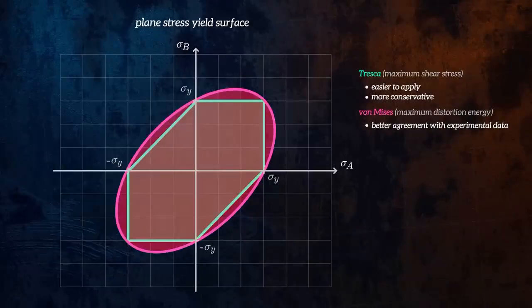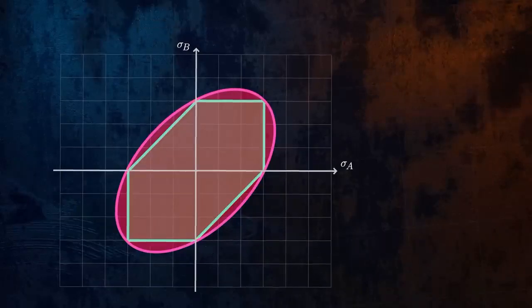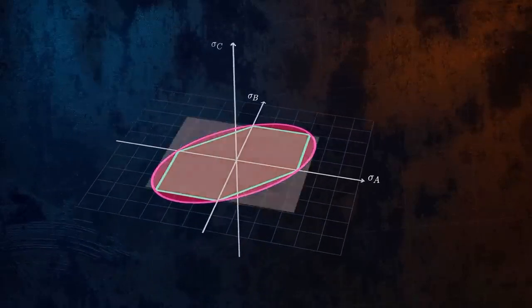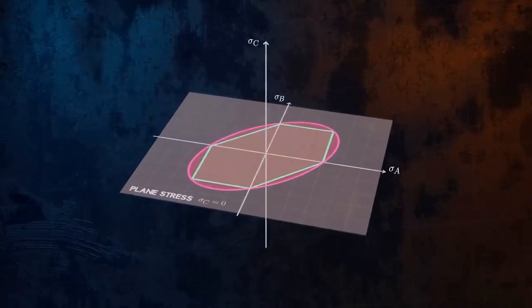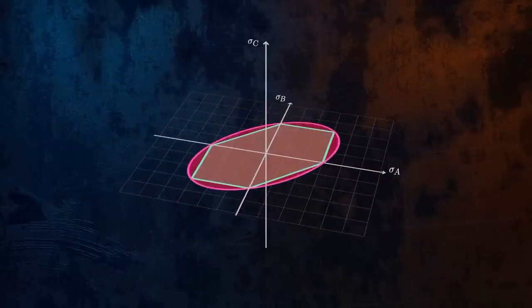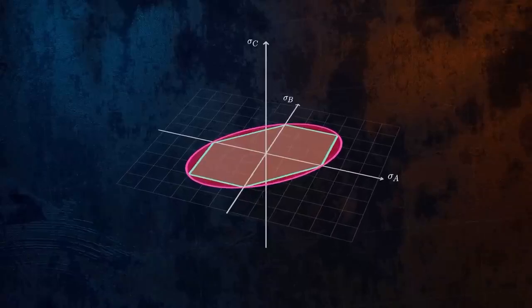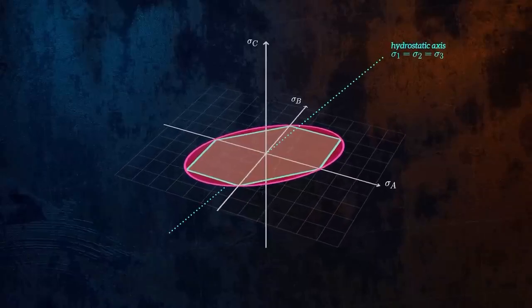So far, we have looked at a plane stress case, with sigma C equal to 0, but for a general three-dimensional stress state, sigma C will be non-zero. We know that the Tresca and von Mises yield surfaces aren't affected by hydrostatic stresses, and so to obtain the yield surfaces in 3 dimensions, we just need to extend the plane stress yield surfaces along the hydrostatic axis.